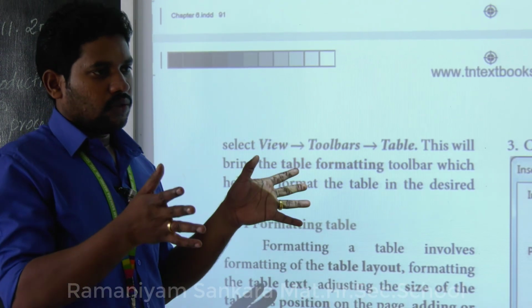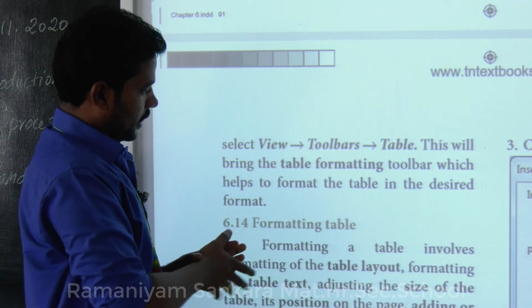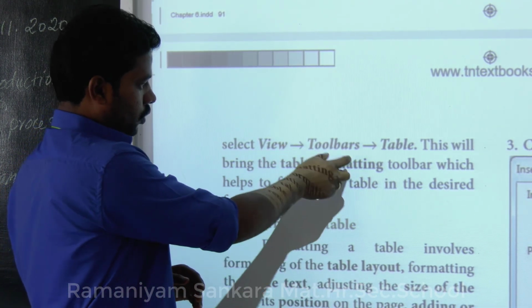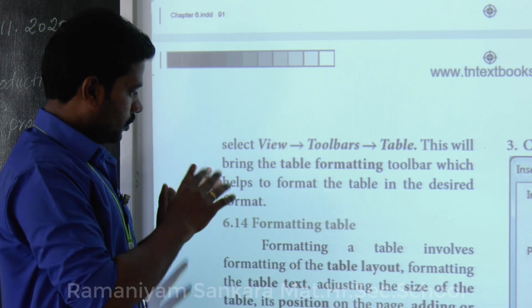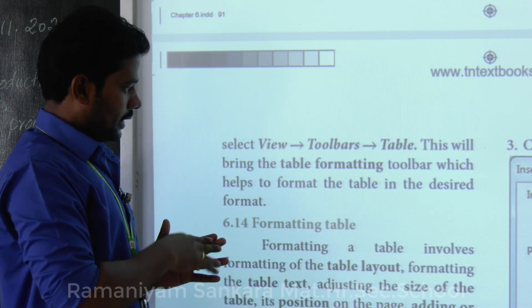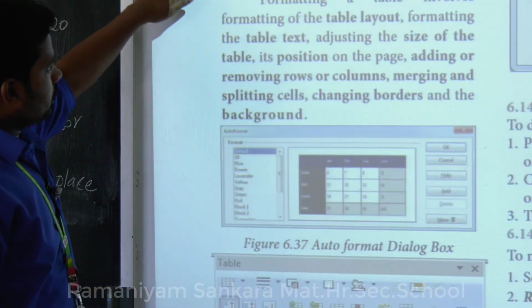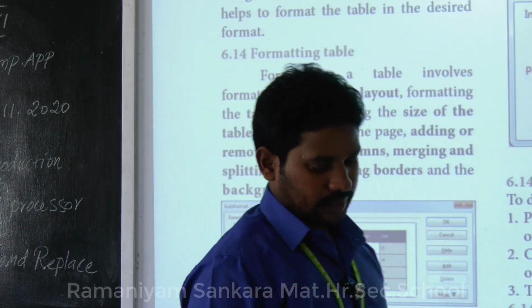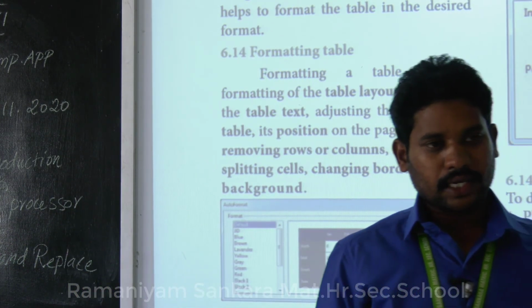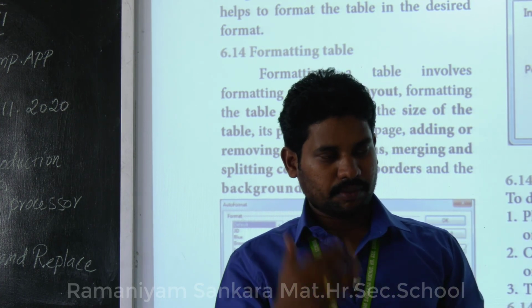If you don't like the predefined formats, you can customize your formatting by using View, Toolbars and Table. This will bring the table formatting toolbar, which helps to format a table in the desired format. Coming to the next subtopic 6.14 onwards, formatting table, how to format the table by changing the font size or giving the background color will be discussed in the upcoming class.